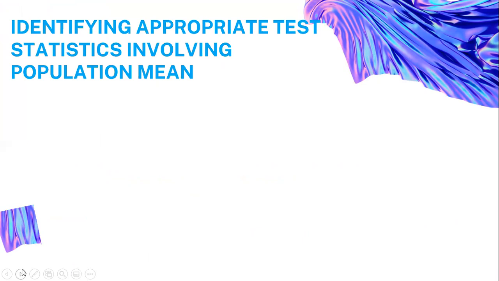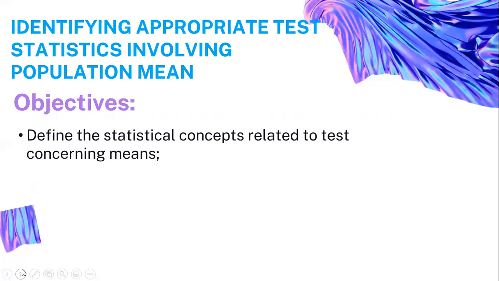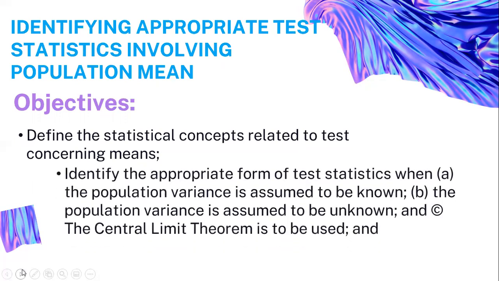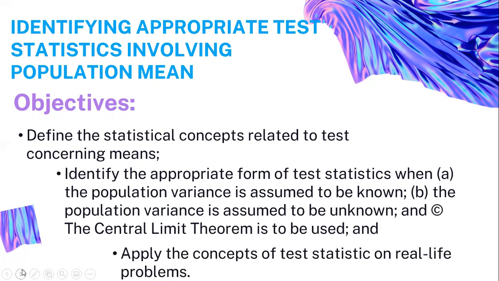And to proceed with the last module, this is identifying appropriate test statistics involving population mean. This is the part where you need to recall when to use a z-test and a t-test. And these are the objectives. As you can see with the second objective, you need to know if the population variance is known or unknown, what test to be used, and still we need to incorporate the CLT or the central limit theorem. And then we need to apply those concepts in real life.